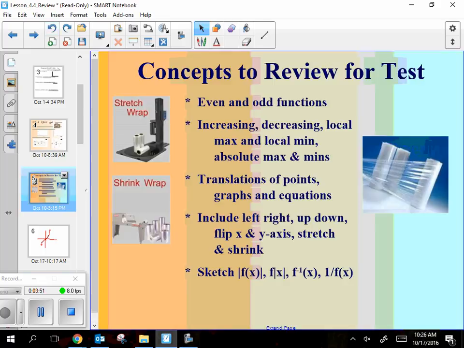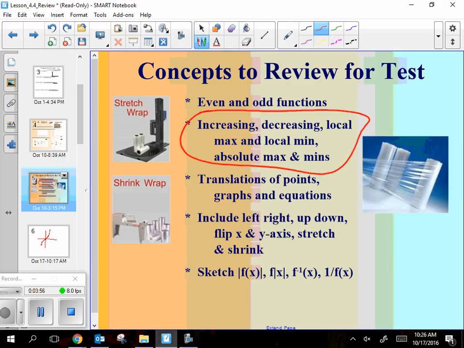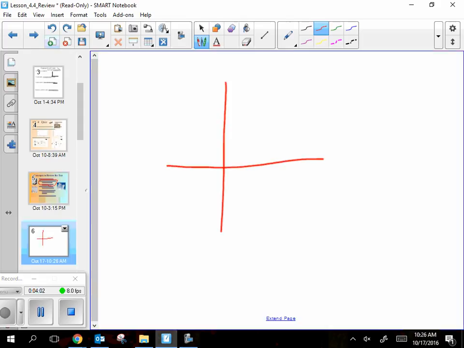Now let's go back to our list of things that we had to know. Increasing and decreasing, local maxes and local mins, and absolute maxes and absolute mins. I think it's best if I just draw you a little picture and ask you some questions about it. We're going to go really quick on this one because I think you get it. But I will find out.